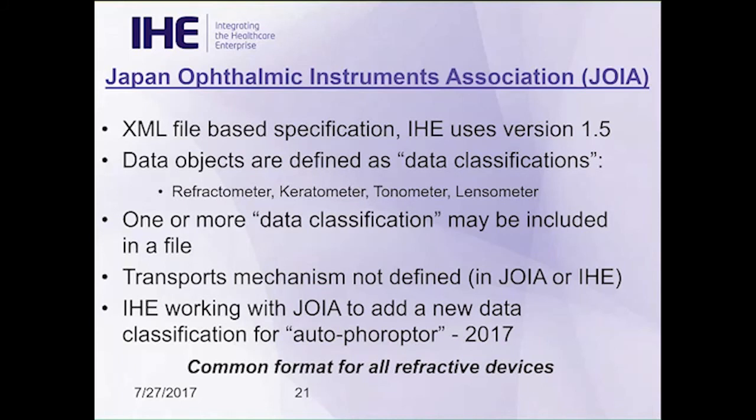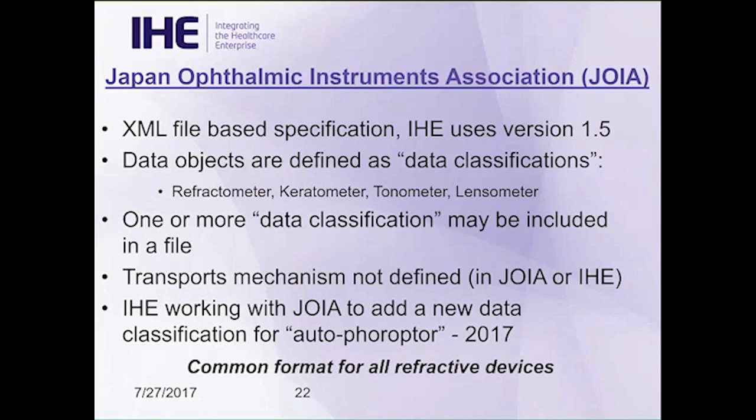So to sum up on the Joya, basically the Joya is an XML-based specification. It uses version 1.5. Again, it has data classifications for the keratometer, the refractometer, lensometer, and so on. If you have a refractive system that can do multiple of these classifications, you can have more than one data classification in one file. So you have to be able to process that from an EHR. We don't define the transport. It's not defined in Joya, not defined in IHE.